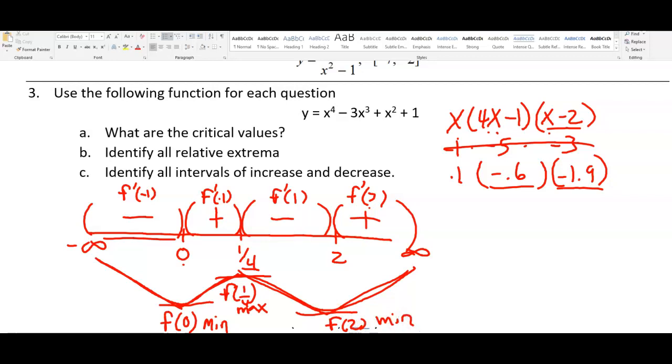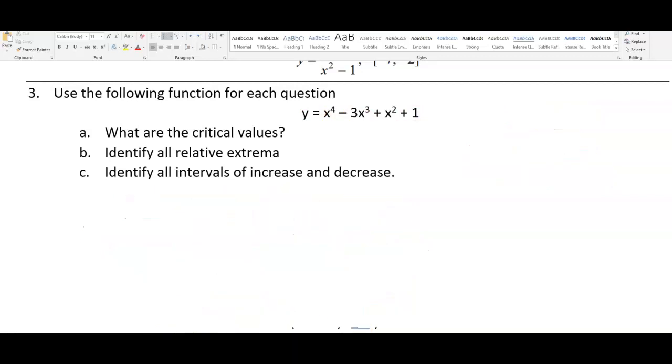Okay? Now, on this part of your test, they're going to actually want you to find the y values. So what we're going to have to do now is plug in 0, 1/4, and 2 to the original equation. Now you could do it by hand if you want to, but I'm going to go ahead and use a graphing calculator, and you guys are allowed to use a graphing calculator as well. Let me write down what I'm plugging in over here real quick.